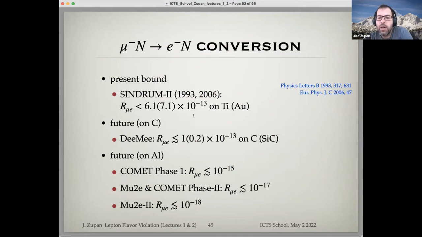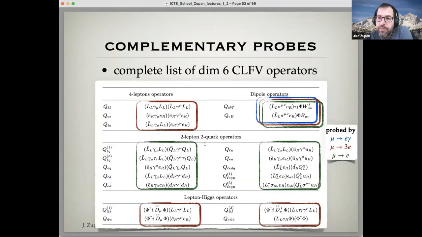So you see, we're talking about 5 orders of magnitude improvements in the rates in the next, I don't know, 15 years or so, taking advantage of this experimental fact that you can have an electron at the very edge of the kinematically allowed region.